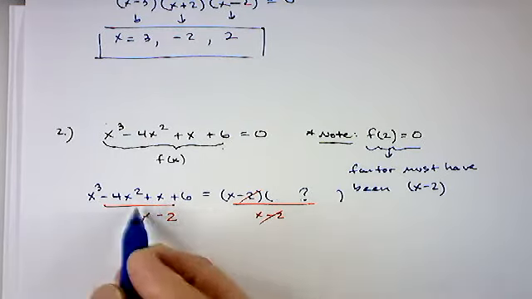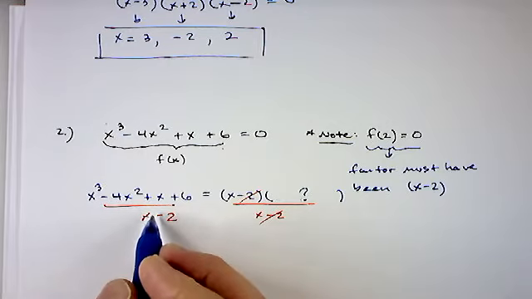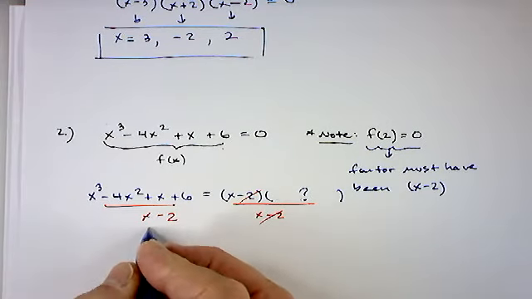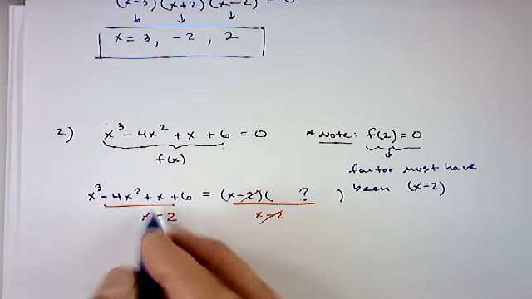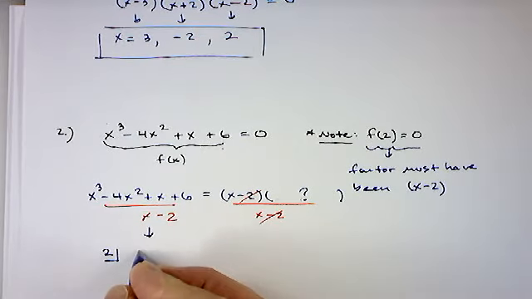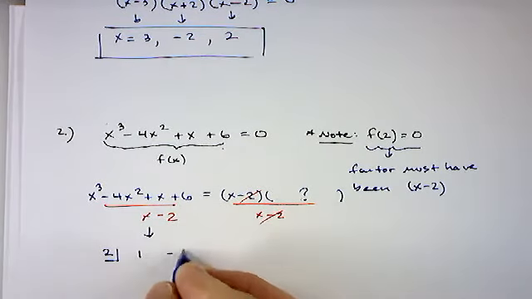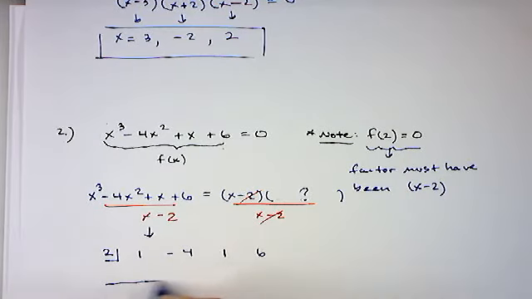On the previous video, we've talked about lots of ways you can do the division. You can do polynomial long division. This one would work out pretty nicely with synthetic division. Recall, if I want to divide this by x minus 2, then I'm going to have 2. I'm going to write my coefficients, 1, negative 4, 1, 6.